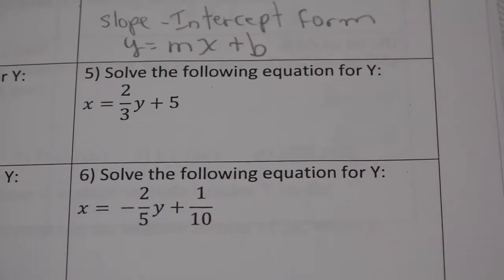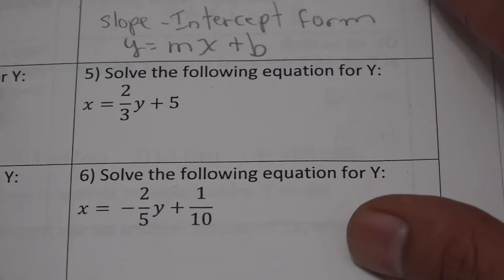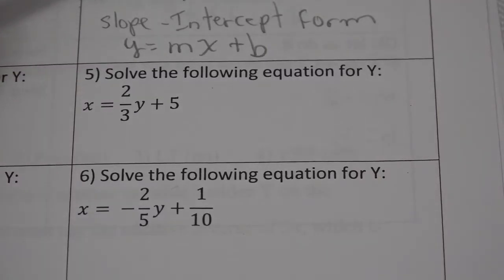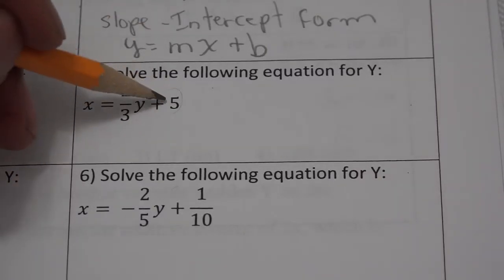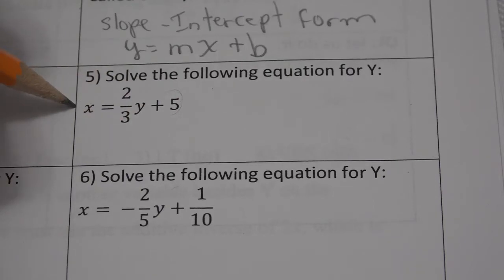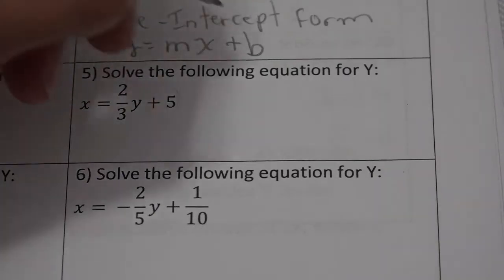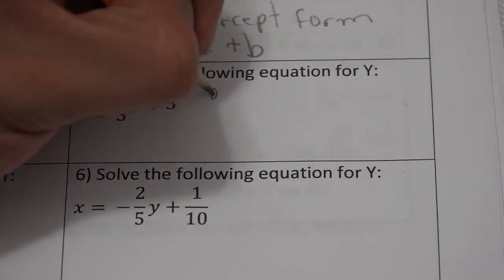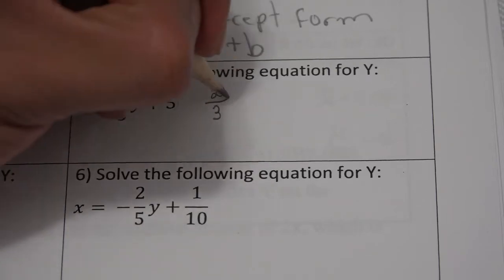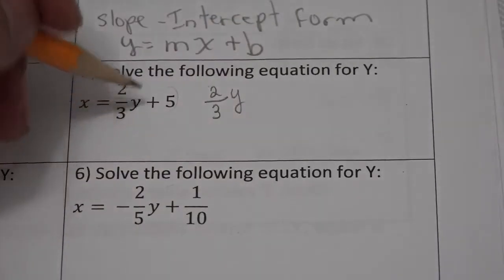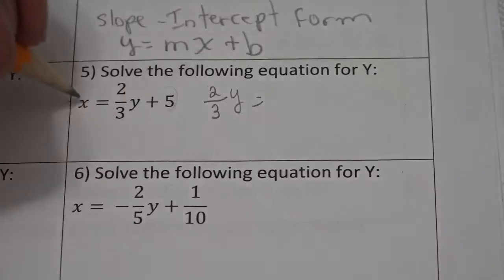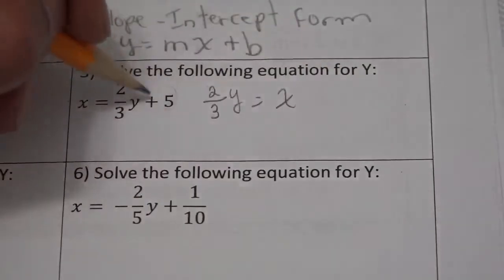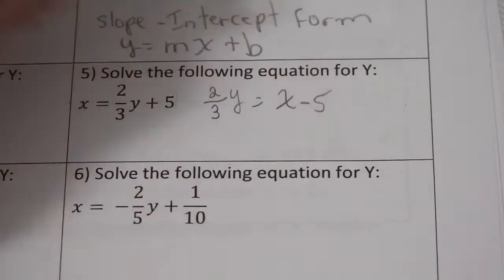Alright, solve for y. First of all, I've got to get rid of the loose number. So I'm going to take the 5 and put it over here. And you know what happens to that 5? So whatever I have left is 2/3 y equals x minus 5. See that?